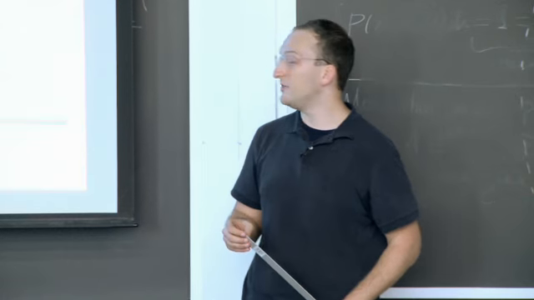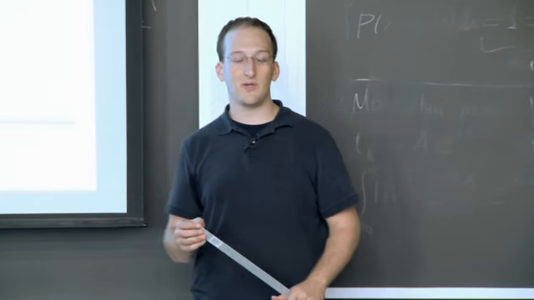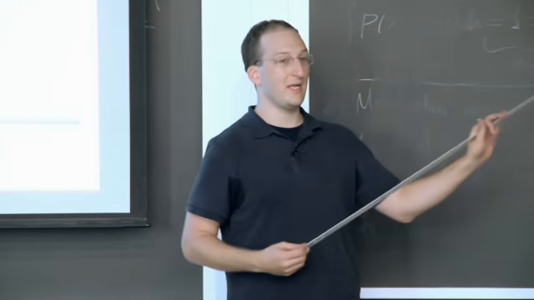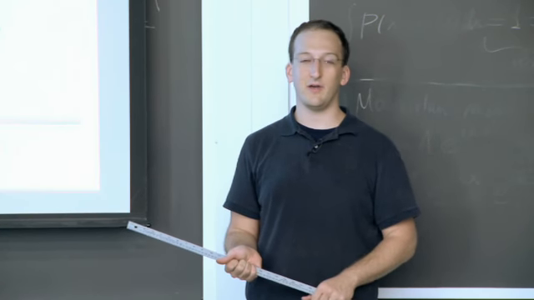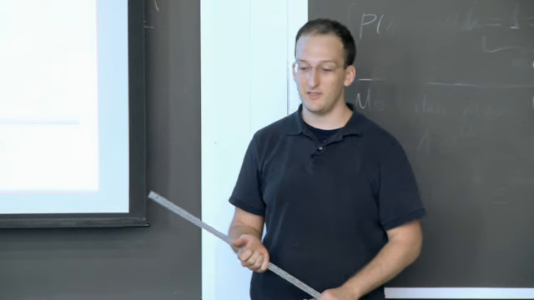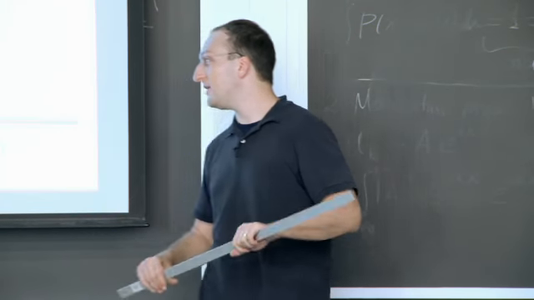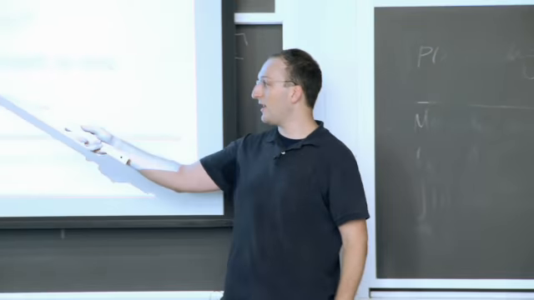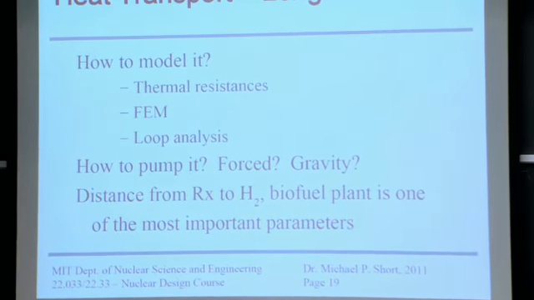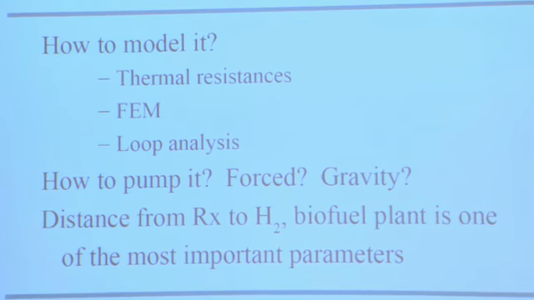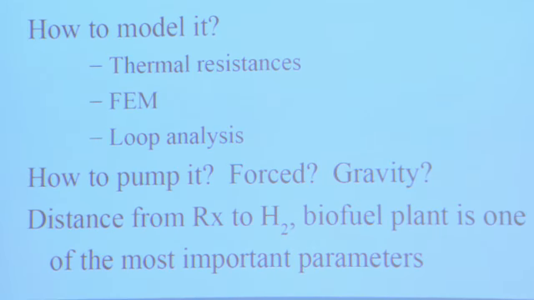How do you pump it? Is it going to be forced? Is there a way you can site this system of plants so that it could be gravity fed? Is it possible? Because if so, you could save a lot of pumping power and cost in the pump. And like I said, you guys are in charge of figuring out the distance from the reactor to the hydrogen and biofuel plant. So the more you can figure out exactly how close you can put those things, the easier your life is going to be.